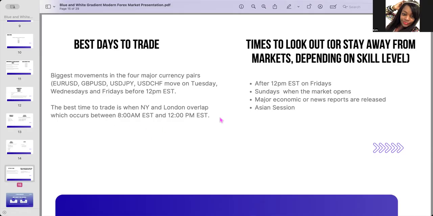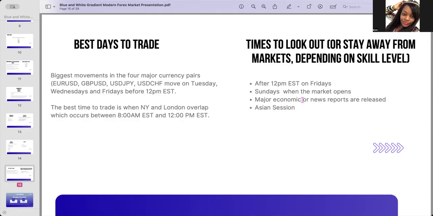Because by 1 o'clock, price is really starting to slow down. The market is slowing down, and you don't get a lot of movement. Sometimes you will, but most of the time you won't. Times to look out for or stay away from the markets, depending on the skill level, right, is after 12 p.m. on a Friday.